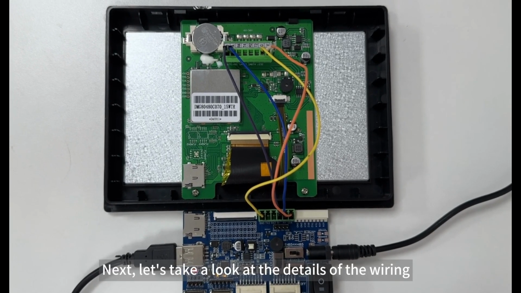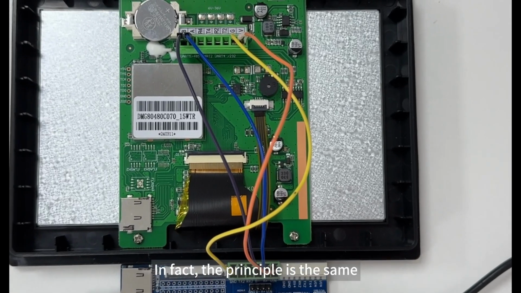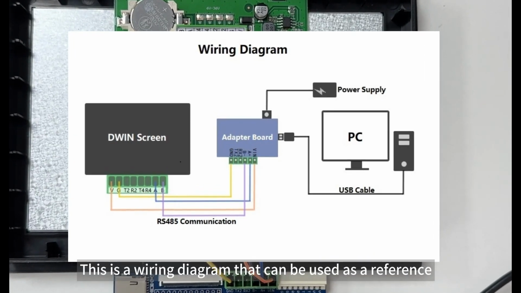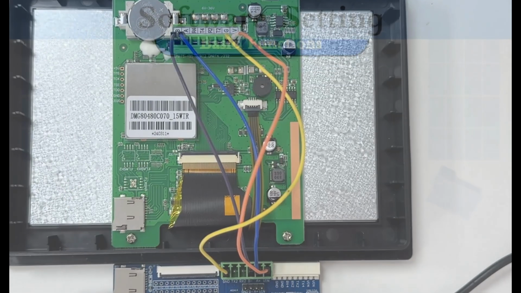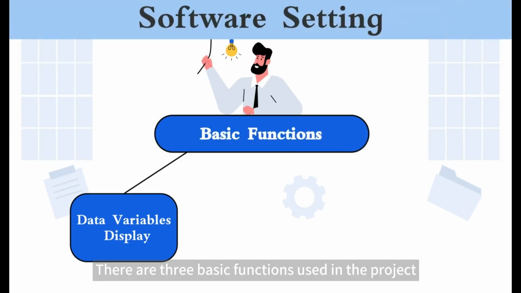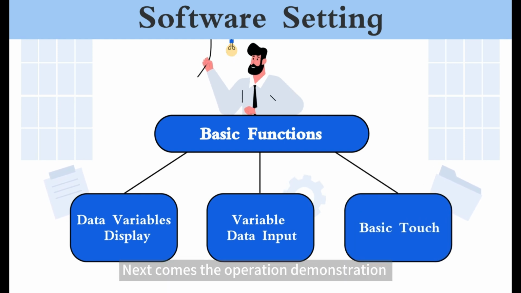Next, let's take a look at the details of the wiring. In fact, the principle is the same. This is a wiring diagram that can be used as a reference. There are three basic functions used in the project. Next comes the operation demonstration.